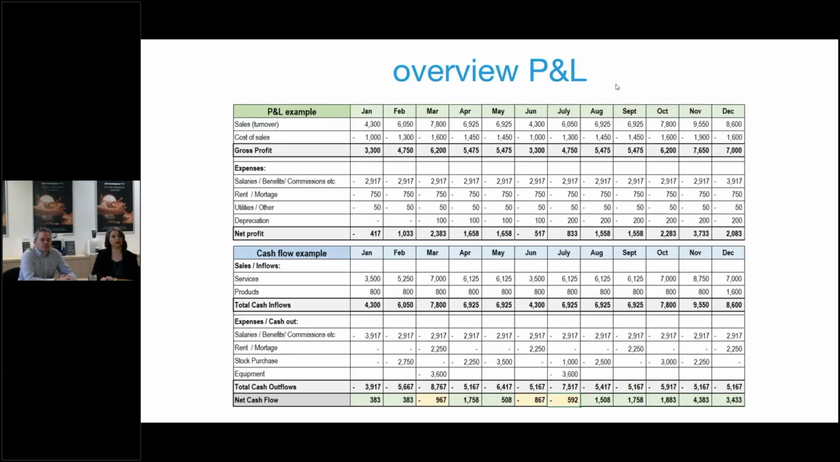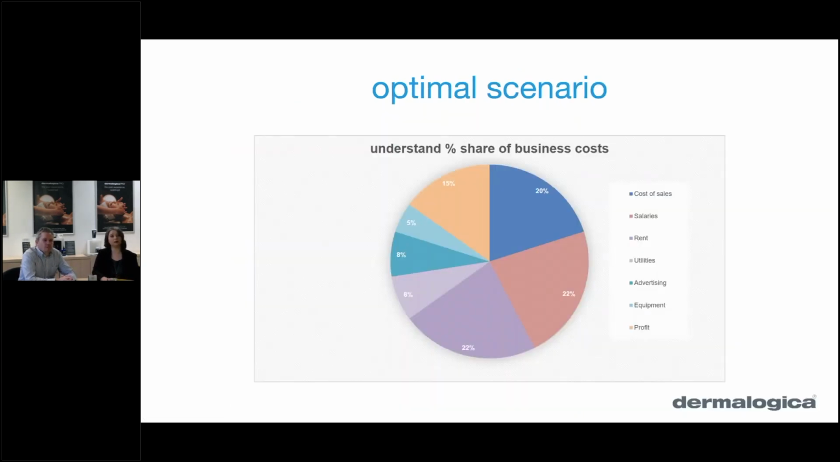Okay, so should we share that with everybody? So let's just... Okay, so this is your optimal scenario that we're talking about. And just talk us through, so you've got about 50% there for salaries and rent.